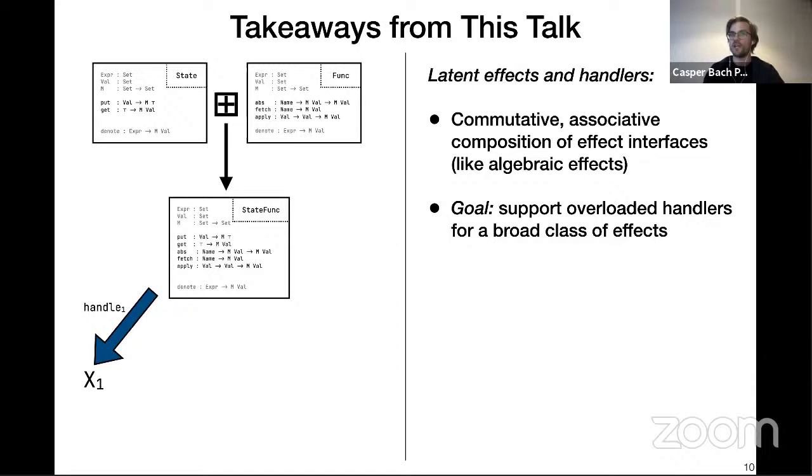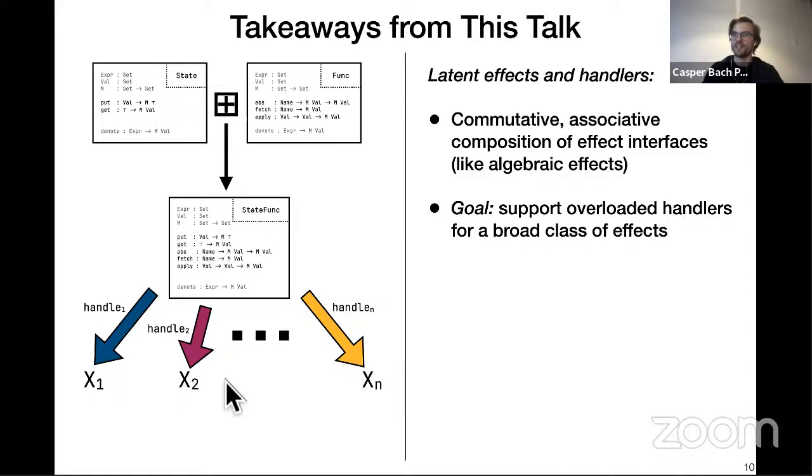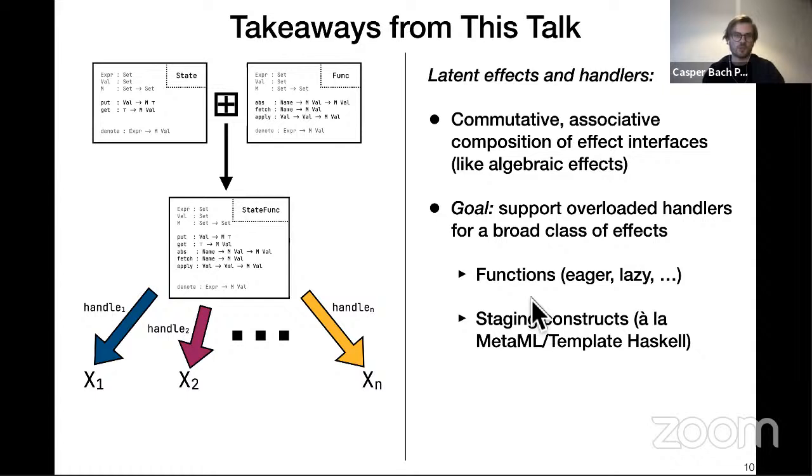That's what I illustrate here by these arrows: assigning different interpretations to the same set of effects. And the class of effects that we want to support is, well, functions. For example, we might want to interpret the function interface that I have on the slide up here as having an evaluation strategy that is eager, call by value, or one that is lazy, call by name or call by need. And we also want to do staging constructs. The staging that was in the name was referring to a different kind of staging, but we would like to also define the semantics of staging in terms of algebraic effects in a way that we can overload and give an overloaded interpretation of the handlers for the effects, and more.